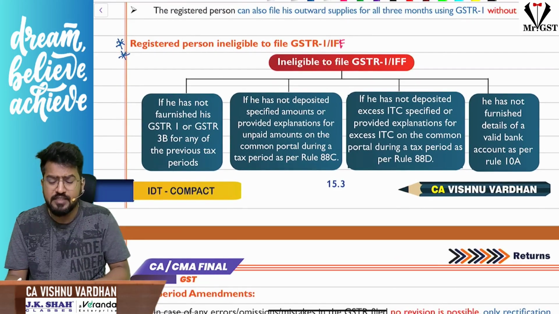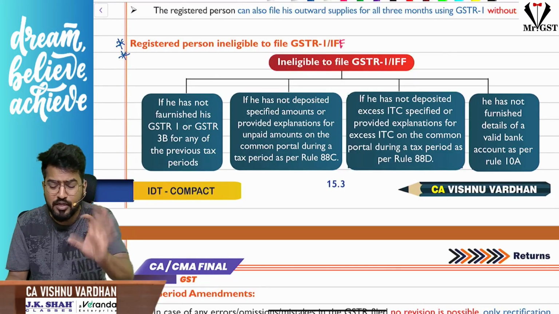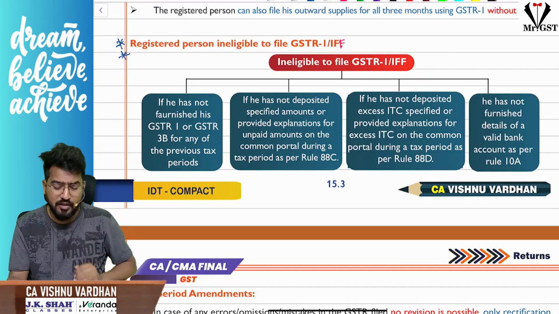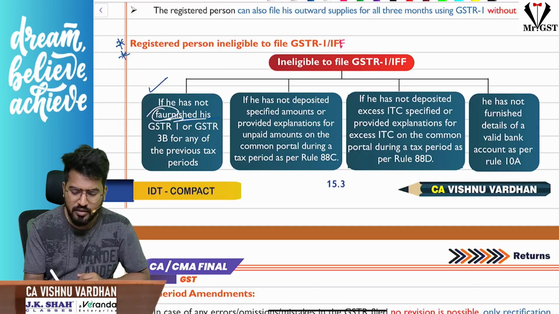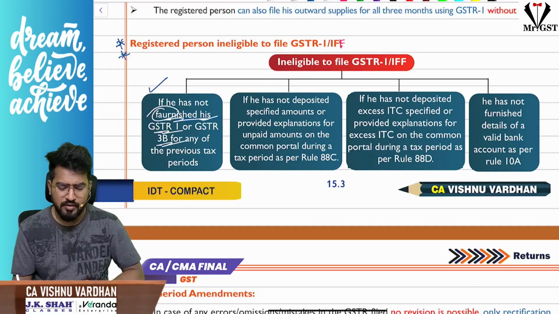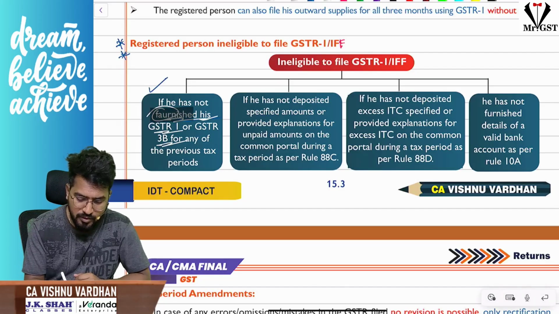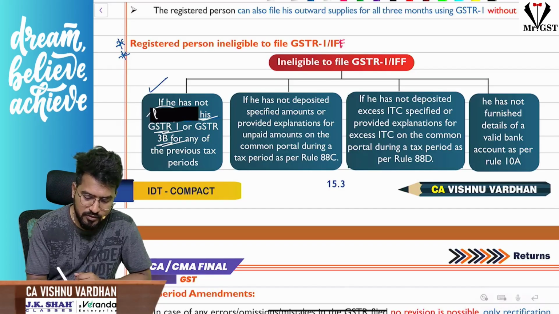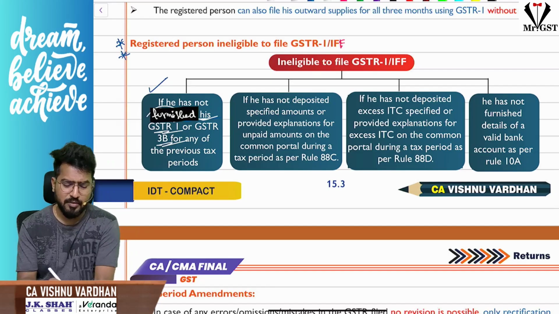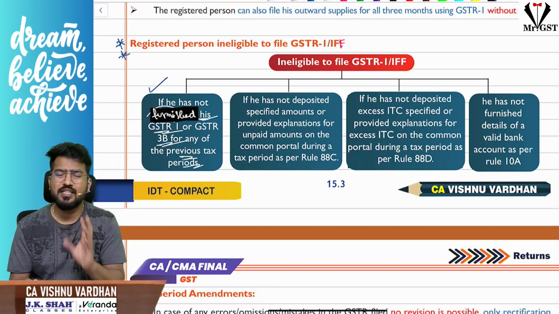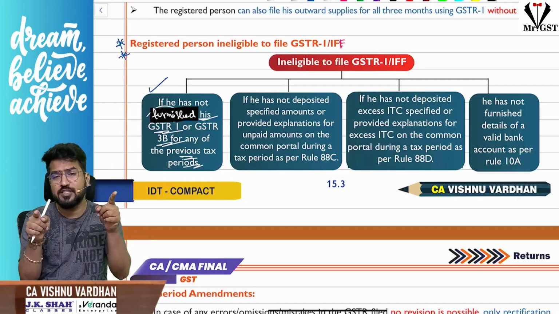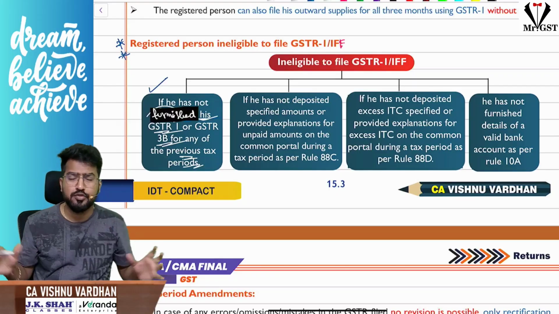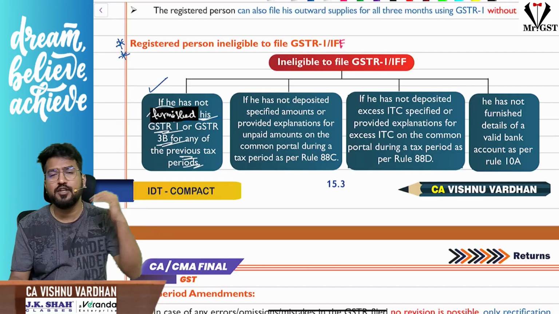The registered person is ineligible to file GSTR-1 or IFF when he has not furnished his GSTR-1 or 3B of the previous tax period. GSTR-1 and 3B are like a chain. If you don't file one, you cannot go with 3B. If you don't file that 3B, again you cannot go for the next month's one. So 1, 3B, 1, 3B, 1, 3B, like that you should keep on going like a chain. If you don't file one thing, then you cannot go with the next one.